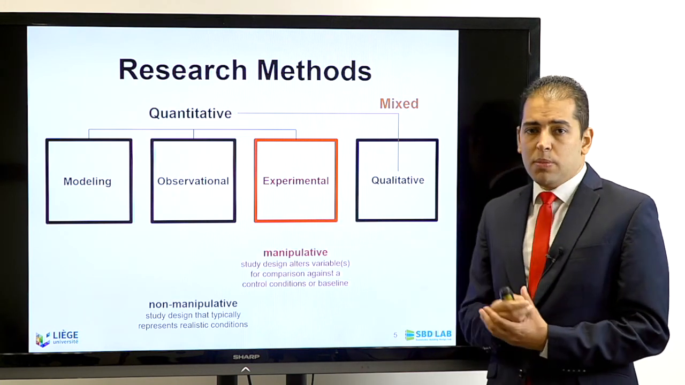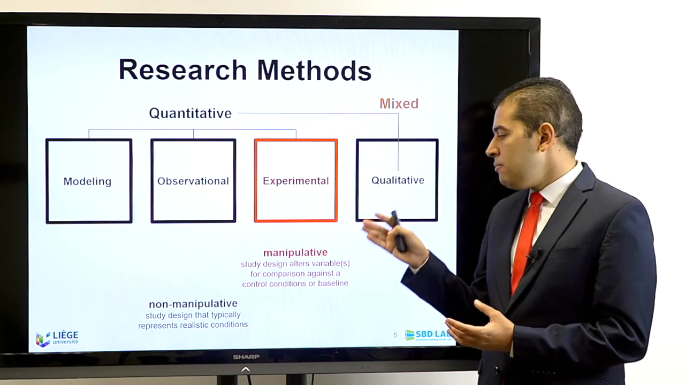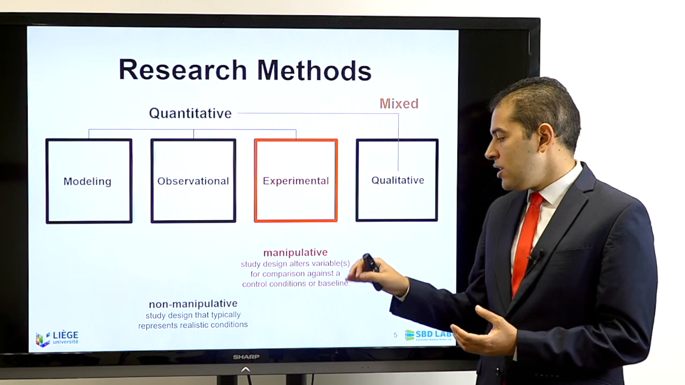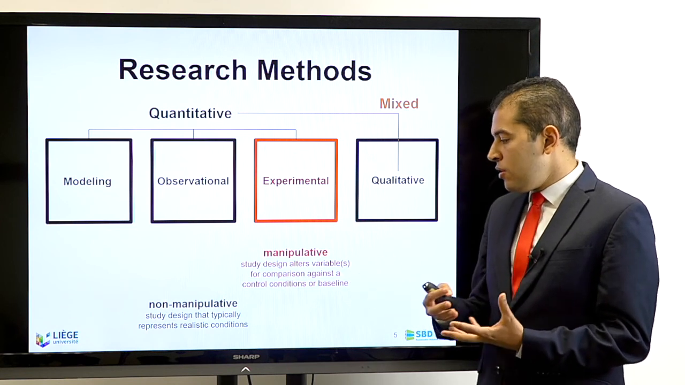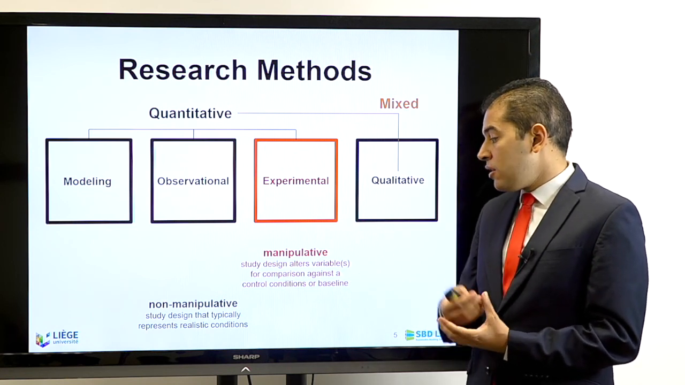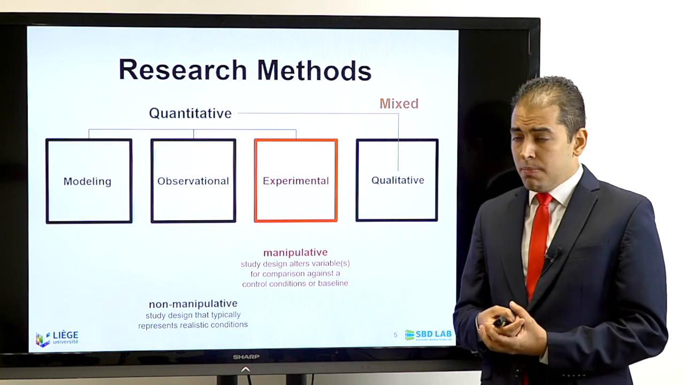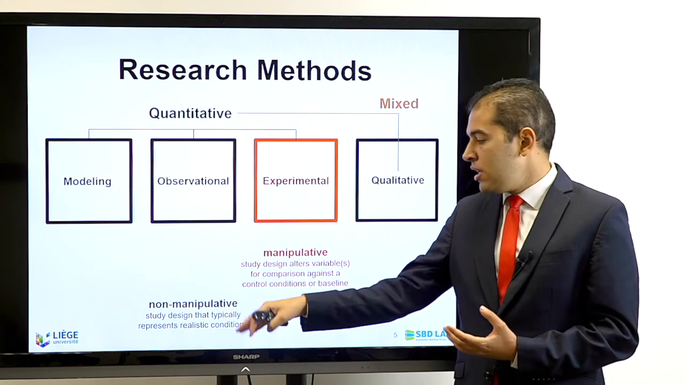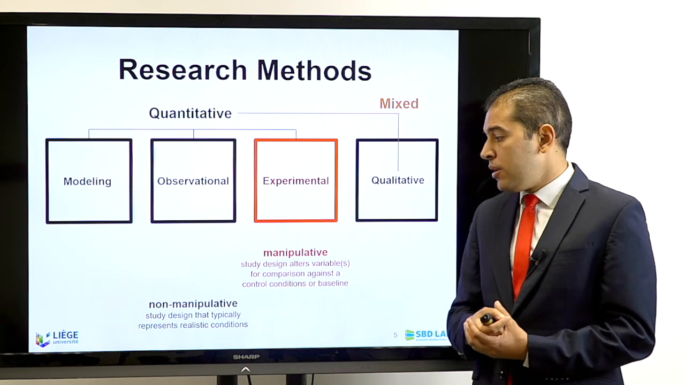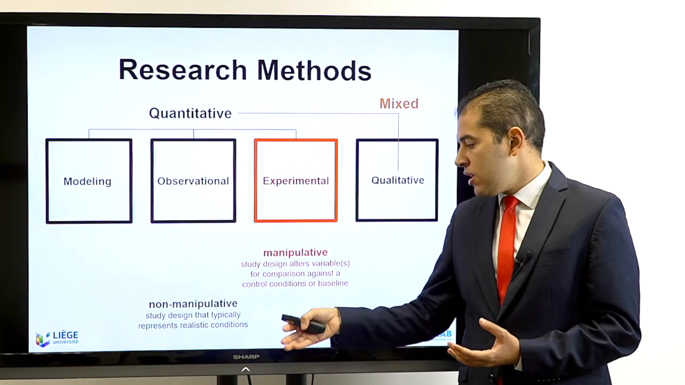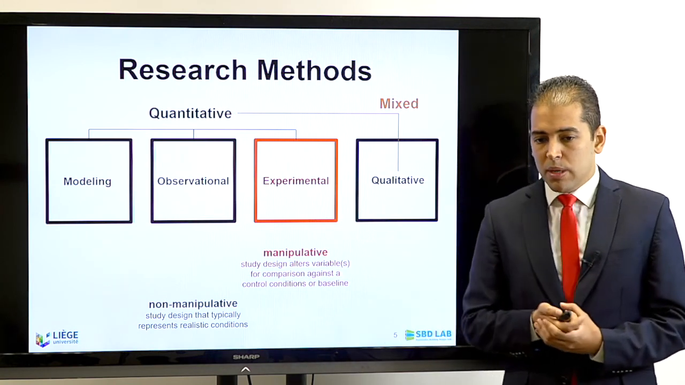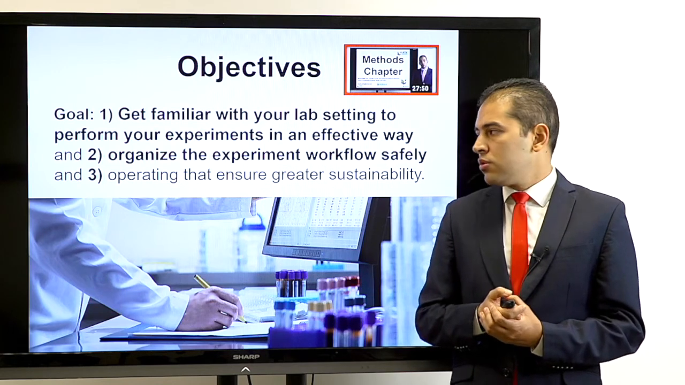But when we talk about experimental research, we mean mainly manipulative research. It is the study design that alters variables, or one variable, for comparison against a control condition or baseline. We are not talking about observational research, because observational research is non-manipulative, or it is the study design that typically represents realistic conditions. So here we are more on the experimental side, and it's very important to keep this in mind.